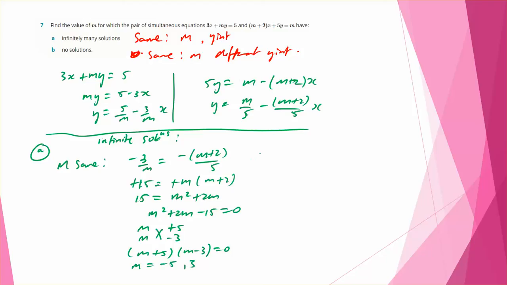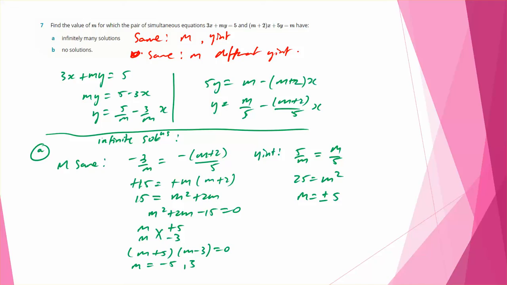Now we want the y-intercept to be the same as well. So we want 5 on m for the first equation as the y-intercept, and we want that equal to the y-intercept of the second equation, so m on 5. Again, we cross multiply, we've got 25 equals m squared. Take the square root of both sides. Remember, when we take the square root of both sides, we want the positive and negative root. So m would equal plus or minus 5.